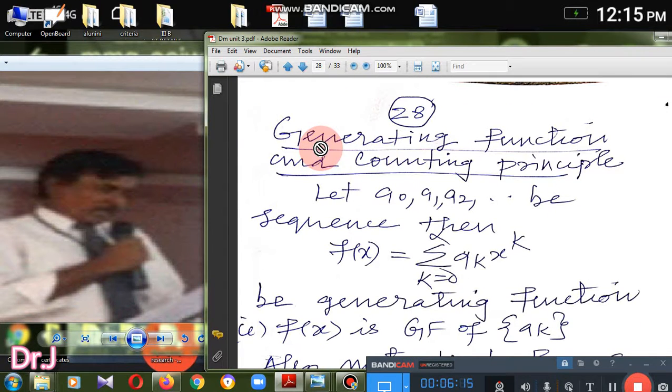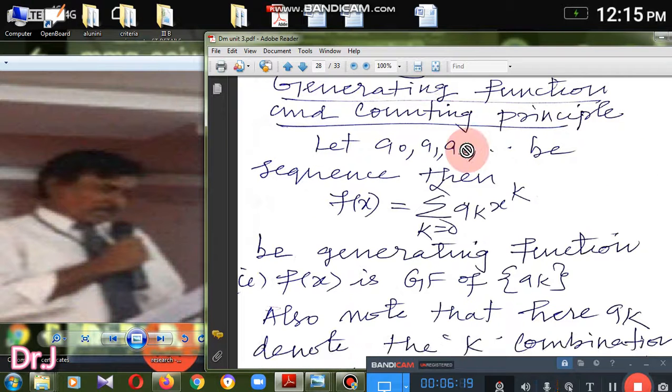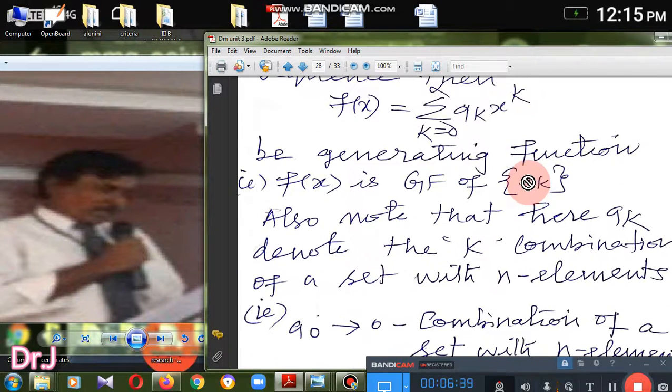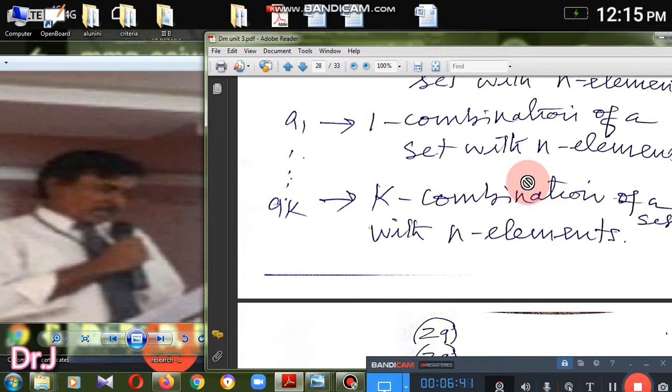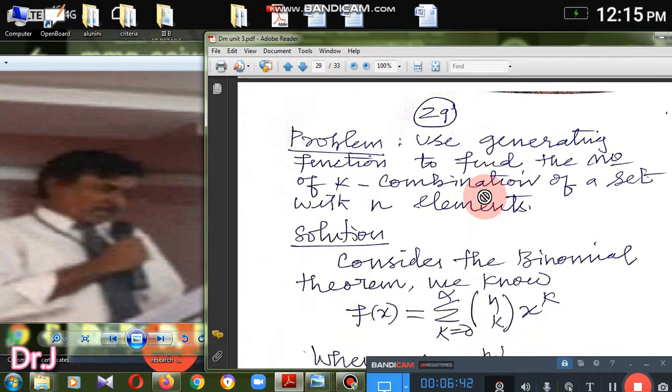So this is what we have to understand. There is a connection between the generating function and counting principle. A0 denotes 0 combination of n elements. A1 denotes 1 combination of n elements. A2 denotes 2 combinations, that is the number of 2 combinations out of n elements. Dot dot dot. Ak implies k combination of n elements. Very interesting, is that not?